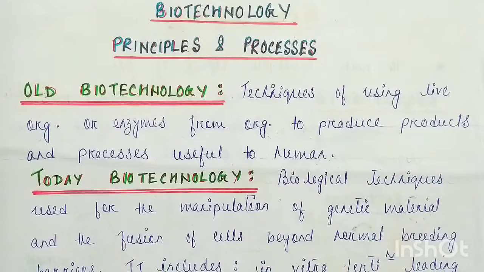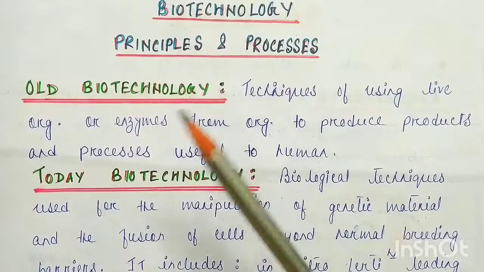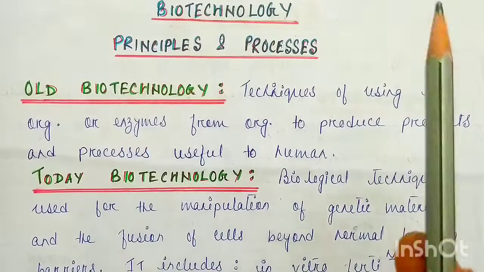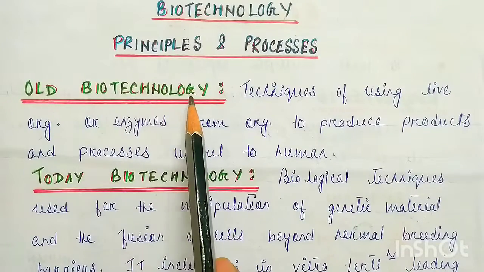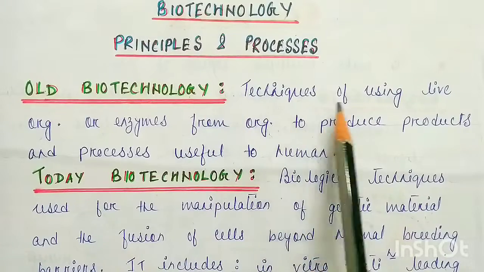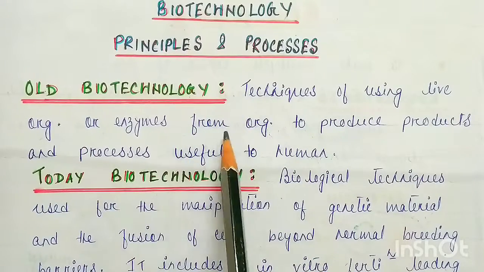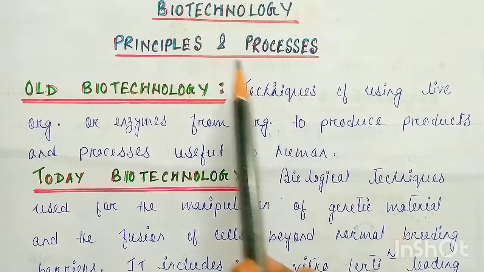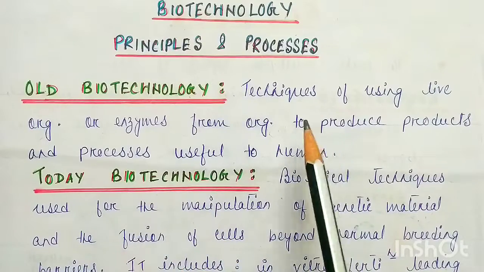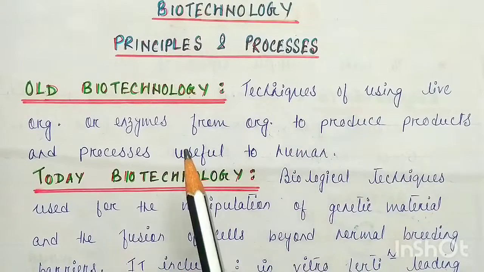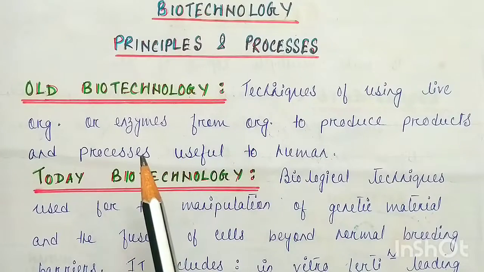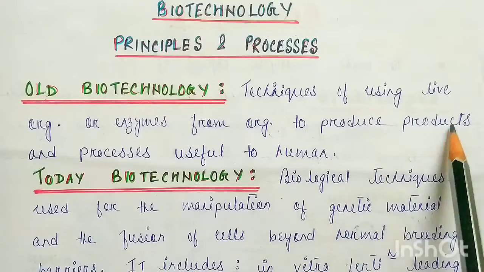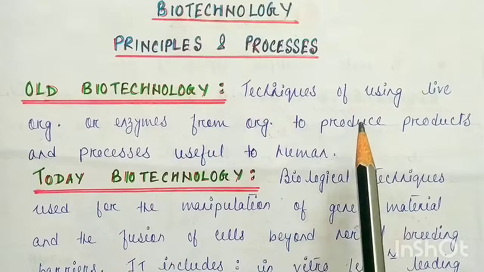So now come to the chapter. In the first para of your NCERT book, three definitions of biotechnology are given. According to the book, the first definition is the old biotechnology. According to this definition, techniques of using living organisms or enzymes from organisms to produce products and processes useful for humans. It means according to this old definition, in the biotechnology process, the microorganisms and the enzymes which are obtained from microorganisms are used in the technique to produce products which are useful for humans.